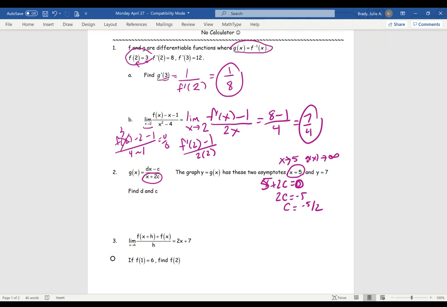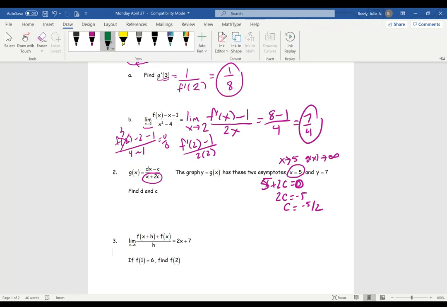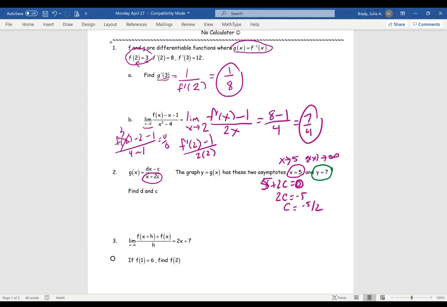Okay, and you get, let me change color. You get a horizontal asymptote when, as you're approaching infinity, you get some number. And we want that number to be 7. Okay, so let's see. So this function is a rational function. So the end behavior is like the ratio of the leading terms. So the end behavior looks like D, but we want that output to be 7. Okay, one more.